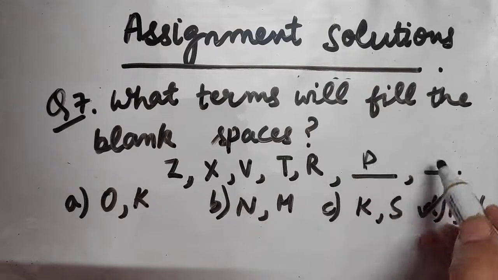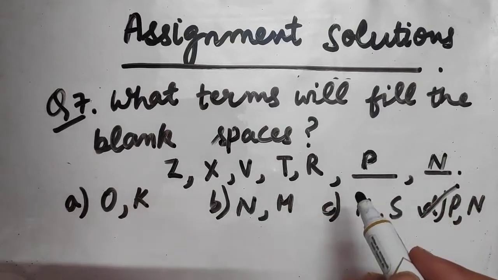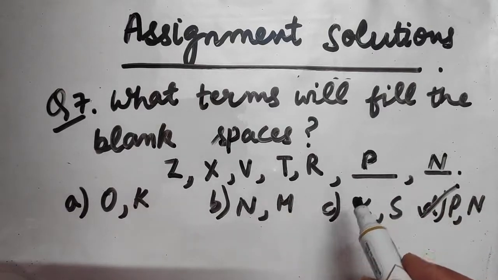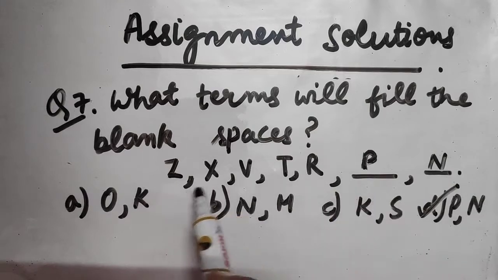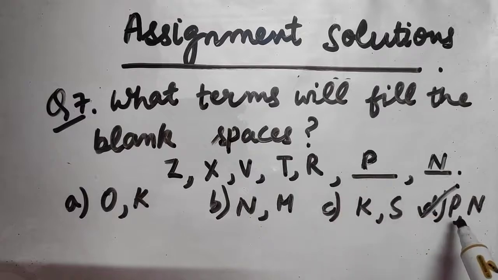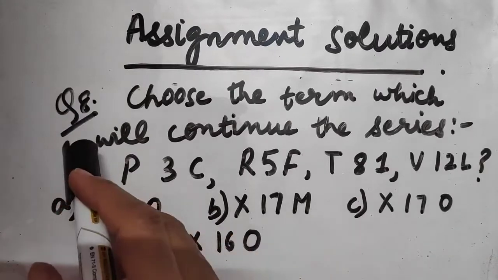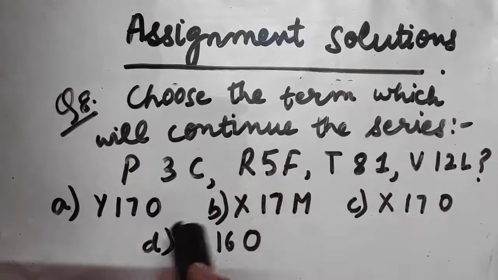So here P, N. I am repeating the concept. In this given series, alternate letters are written in reverse order. You can see from the series, and so according to this the missing terms would be P and N.